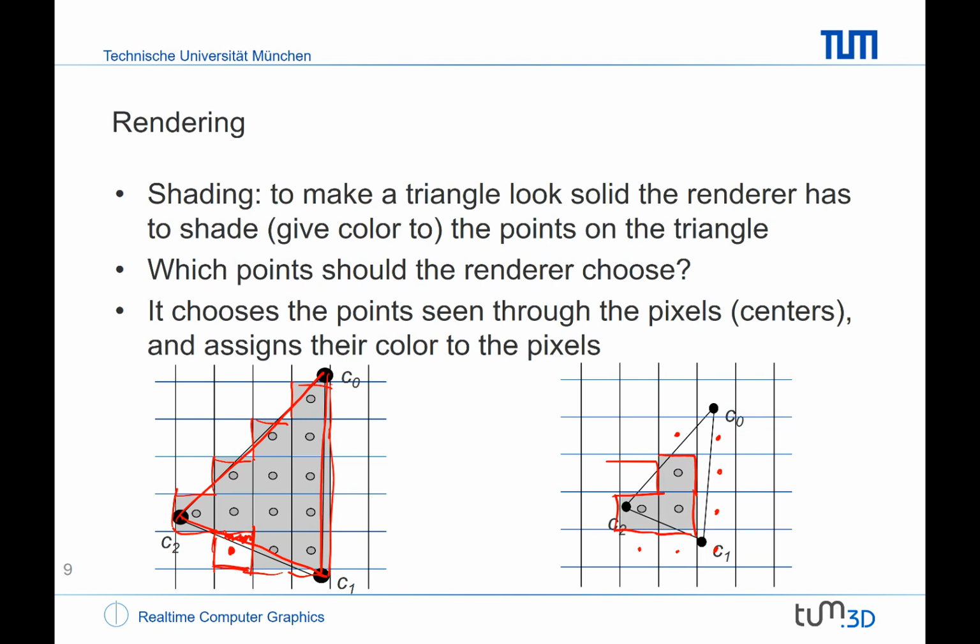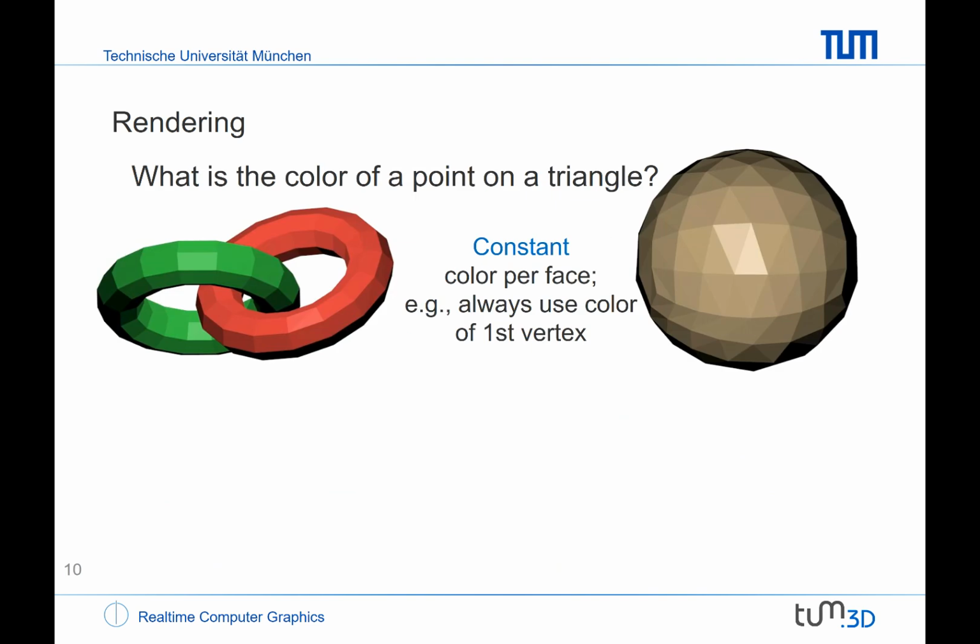Here are the 3 pixels that are actually being determined as they see, or through their center points, we see the triangle. So now the question is, what is the color of a point on a triangle? So far we could say, okay, we have now the location, or the position in 3D space of the intersection point between the ray and the triangle, but we do not know what the color at that point is.